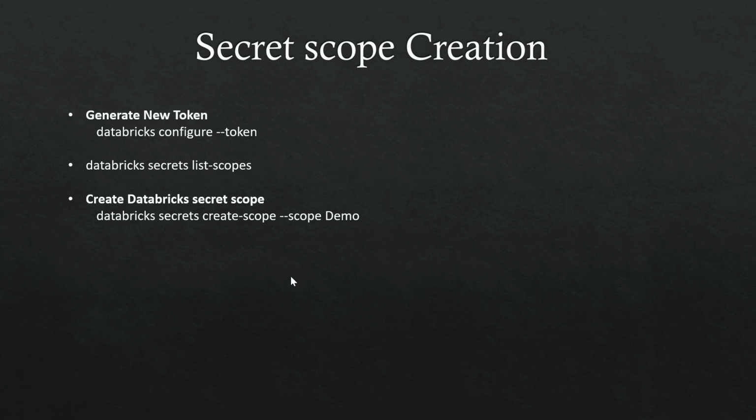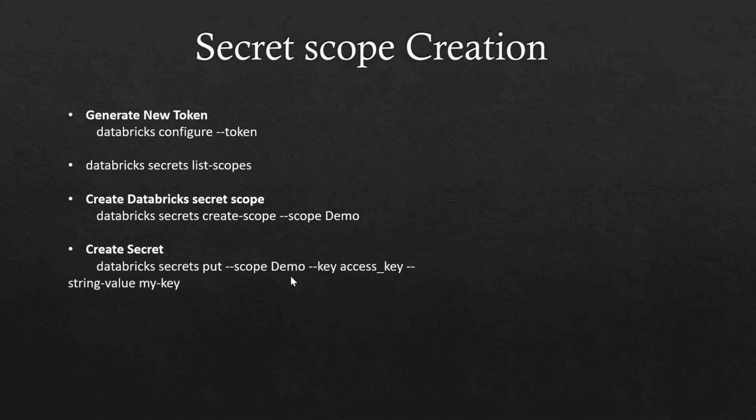We will see this in the practical as well, how exactly we will be doing it with the help of the Databricks CLI. Then you can create the secret with the help of the put command and the scope and whatever access key that you want to put in the string value pair. And you can list the scope again to see if the secret scope has been created properly or not.